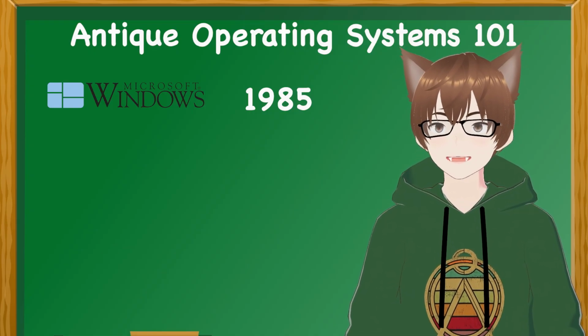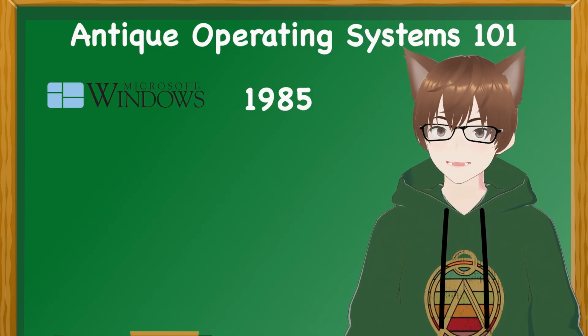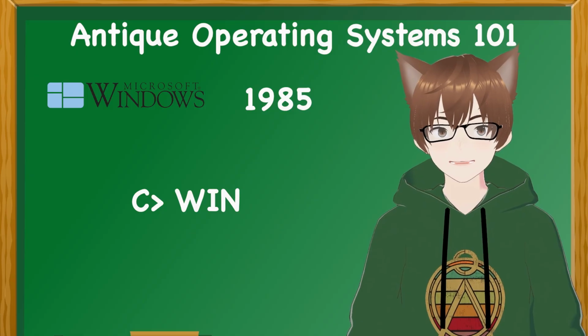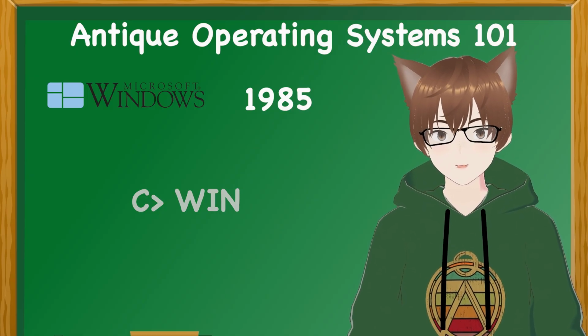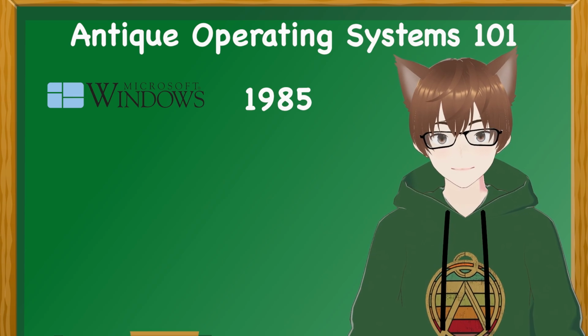Interestingly, Windows 1.0 wasn't a standalone operating system like MS-DOS. It actually ran on top of MS-DOS. So you'd still boot into DOS, and then you'd type win, W-I-N, to launch Windows. It was more of an operating environment than a full operating system.